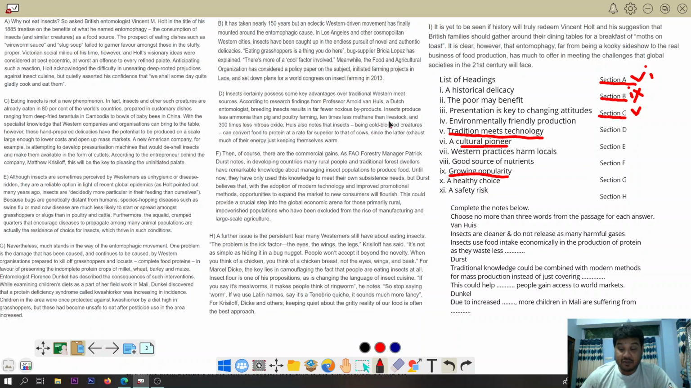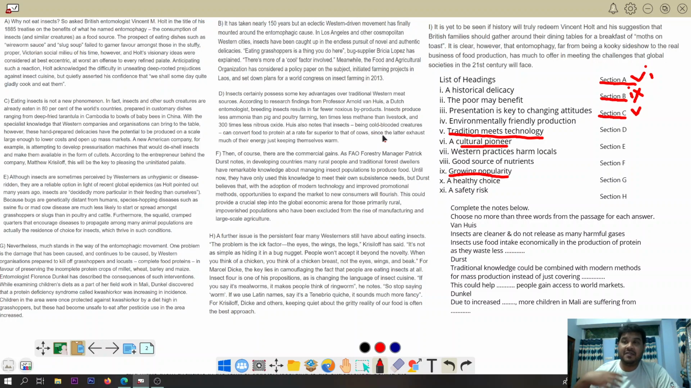So now let's read on. Insects produce less ammonia than pig and poultry farming, 10 times less methane than livestock, and 300 times less nitrous oxide. He also notes that insects, being cold-blooded creatures, can convert food to protein at a rate far superior to that of cows, since the latter exhaust much of their energy just keeping themselves warm.